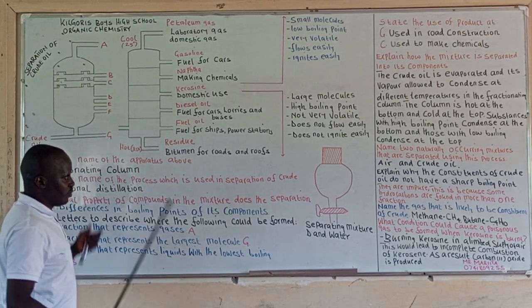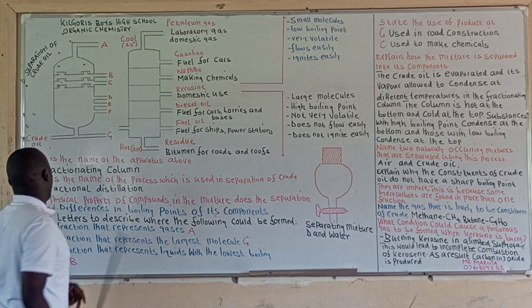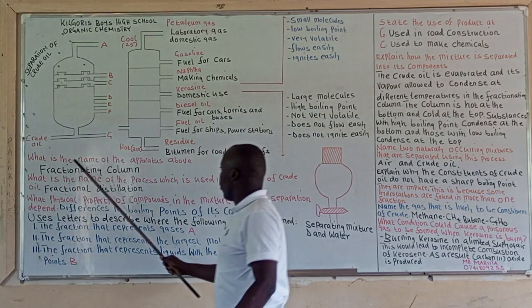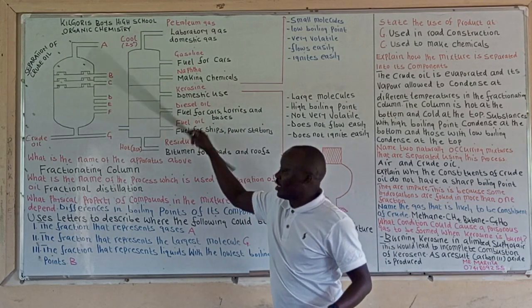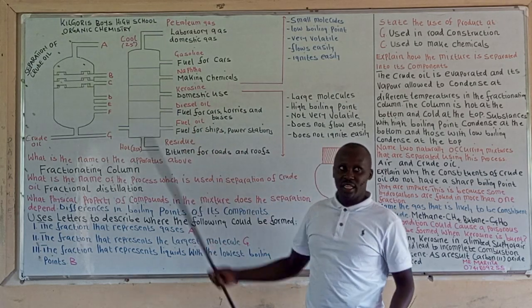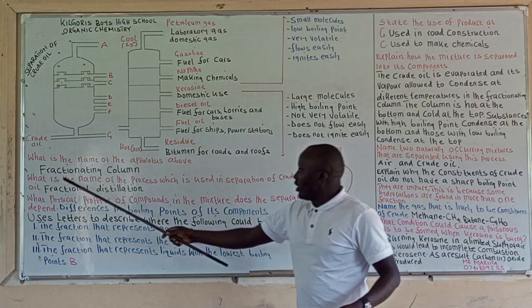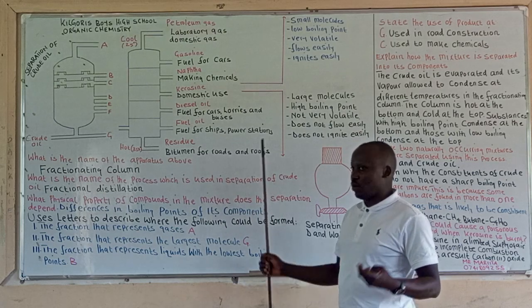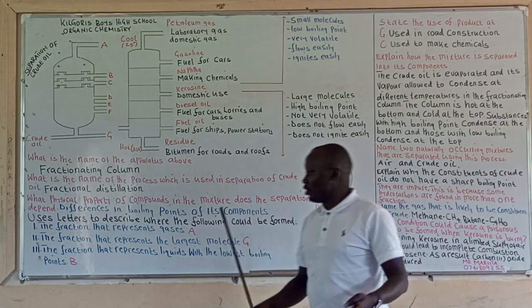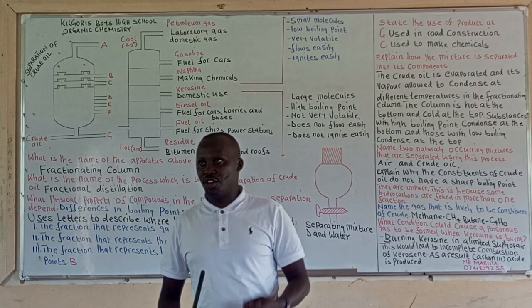Now, what are some of the expected questions that you are expecting from this particular diagram? What is the name of the apparatus above? We are referring to this apparatus. The name of this apparatus, we just say it is a fractionating column. What is the name of the process which is used in the separation of crude oil? The name of the process is just fractional distillation.